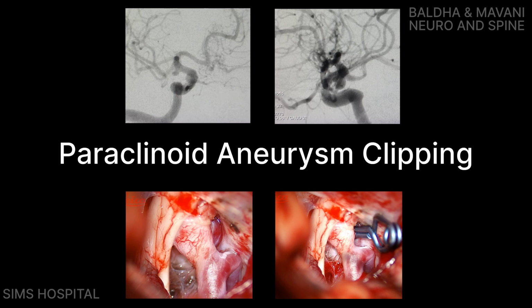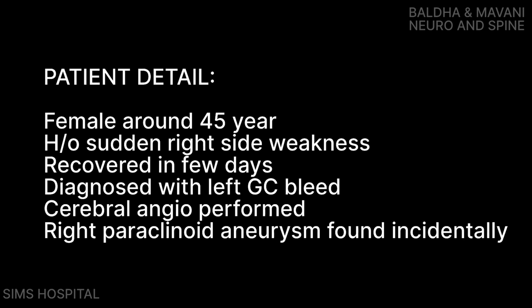Here I am presenting a case of paraclinoid aneurysm treated with surgical clipping. A 45-year-old lady presented to us with a history of sudden right side weakness a week before, which recovered spontaneously. The weakness was due to a small left gangliocapsular bleed.